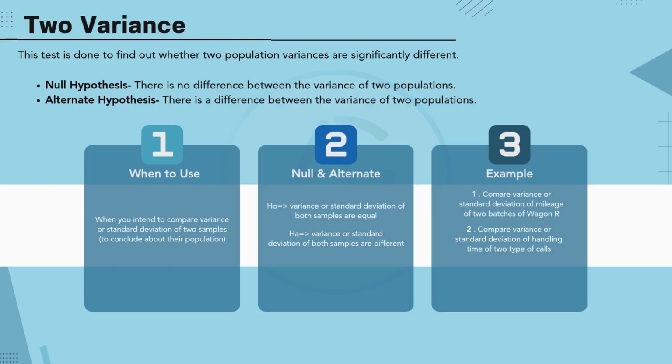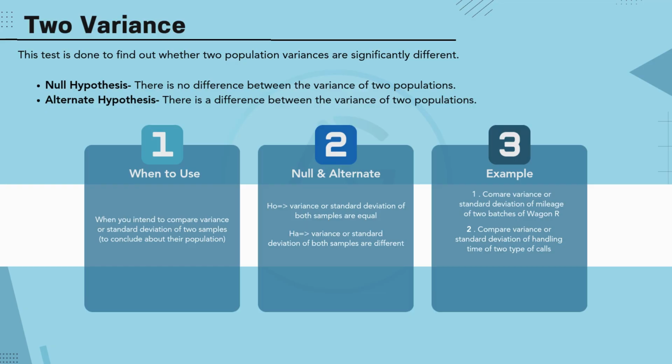So if you reject the null hypothesis, you conclude that the variability differs between the two populations. Examples. You want to compare whether the standard deviation in mileage of two batches of Wagon R cars is different, or you want to check if the handling time of two types of calls varies significantly. Maybe one type is more consistent while the other is more variable.